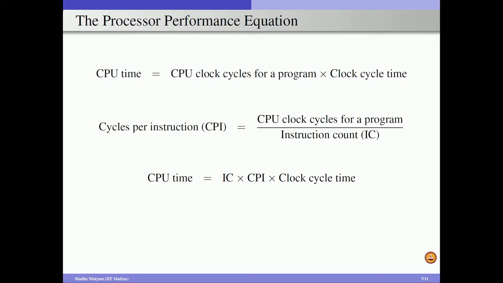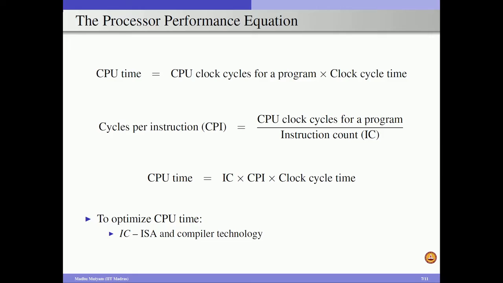But this is not that straightforward. If you try to optimize one of these things, it has an impact on the other two components. The reason is, IC, instruction count, is actually dependent on the given ISA and the compiler technology.